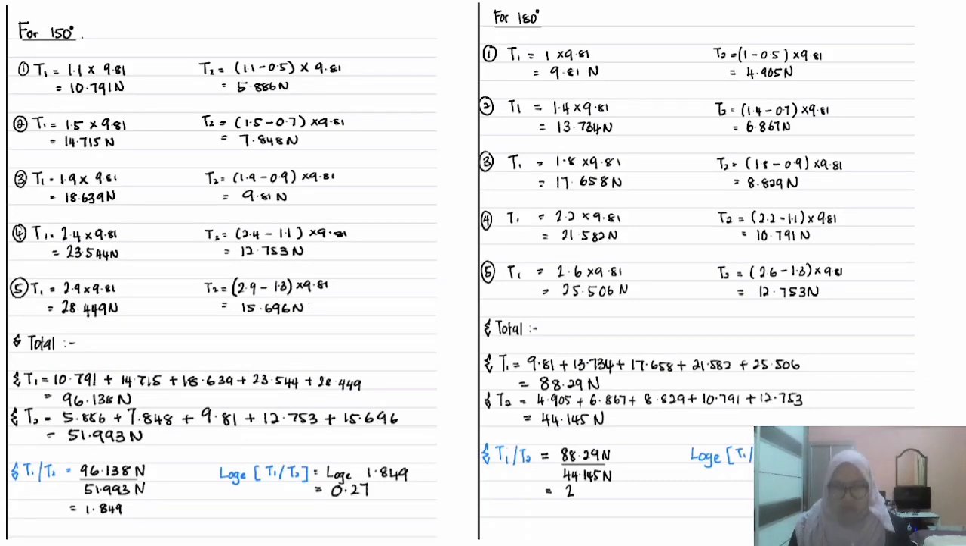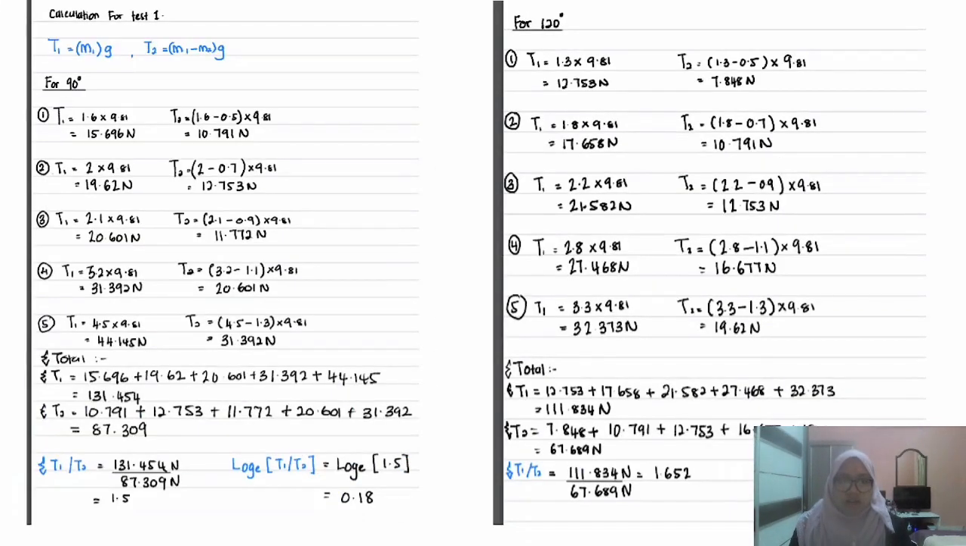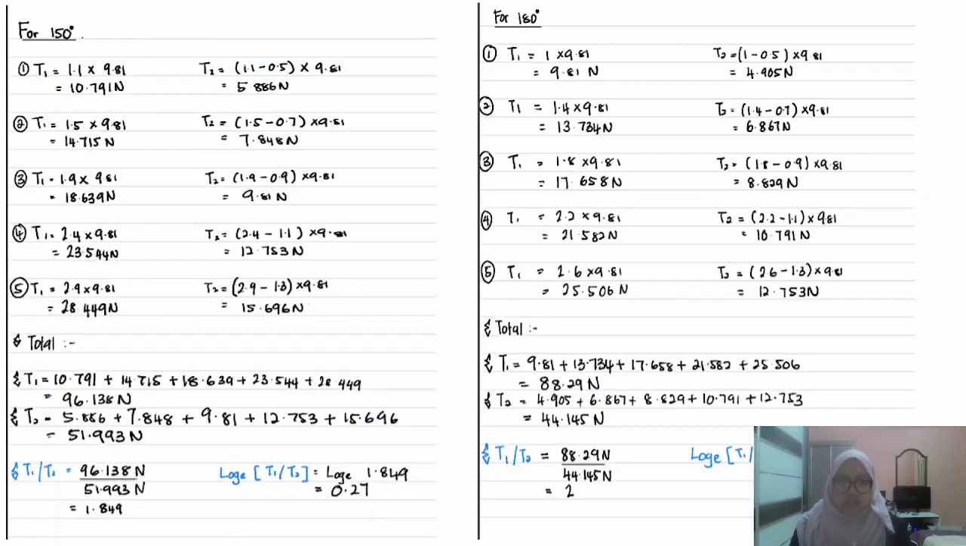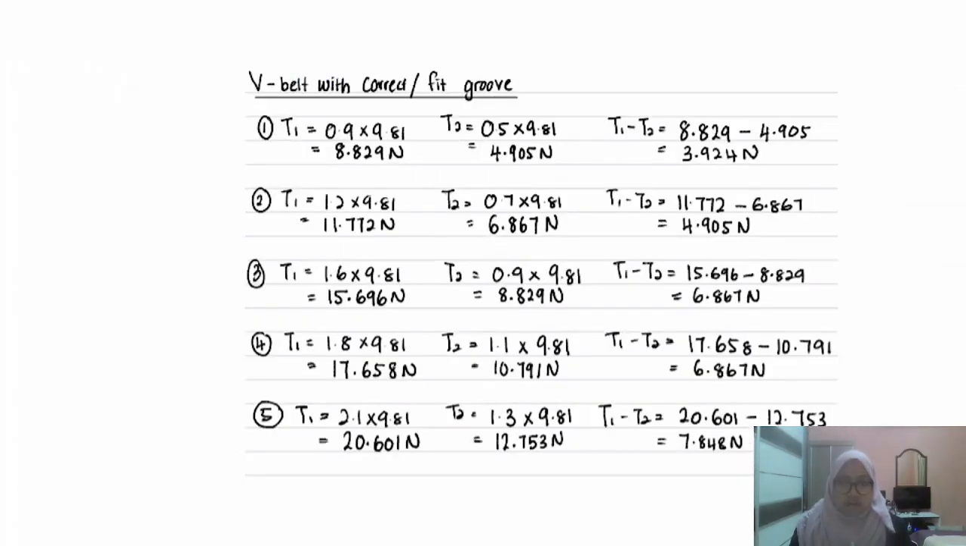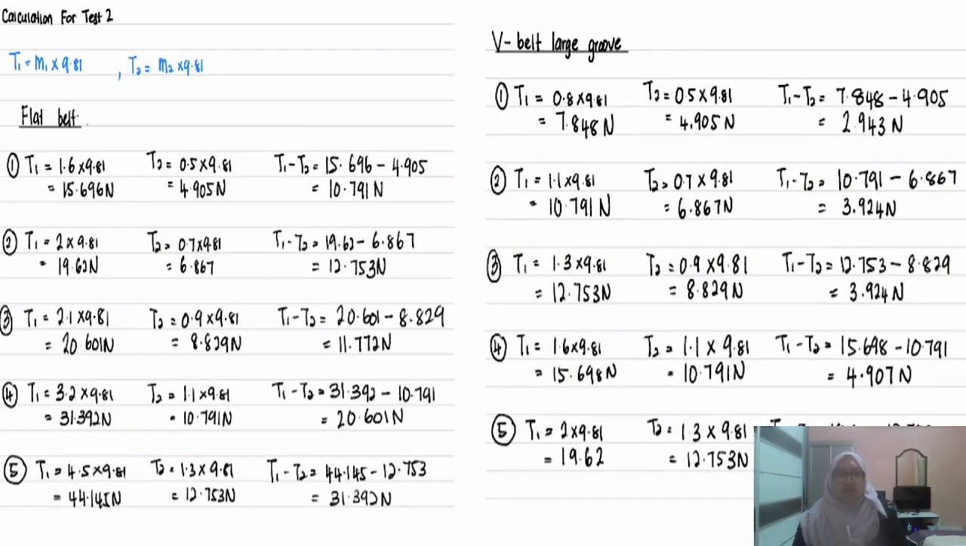We can find it for 90 degrees, 120 degrees, 150 degrees, and 180 degrees. We use it to find the flat belt, the V belt with a large groove, and the V belt with a correct or fitting groove. For the flat belt, we use T1 equals M1 times G and T2 equals M2 times G, and we find T1 and T2.